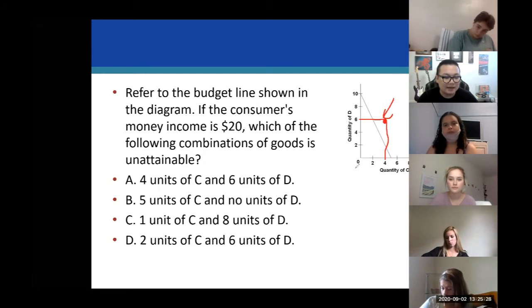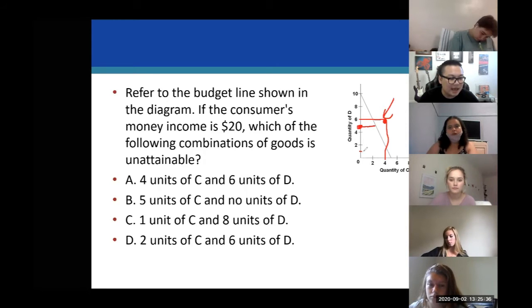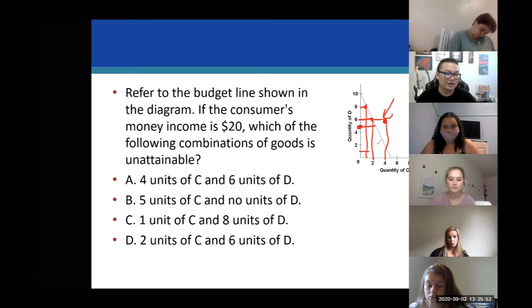You see other things like 5 units of C and no unit of D, so it will be right here. So it will be on the left side. 1 unit of C and 1 unit of D will be right here, still on the left side. Okay, and 2 units of D and 6 units of C will be right here. So it's still on the left side of the budget line. So the only one that is on the right side of the budget line is A. So the answer will be A. Okay.